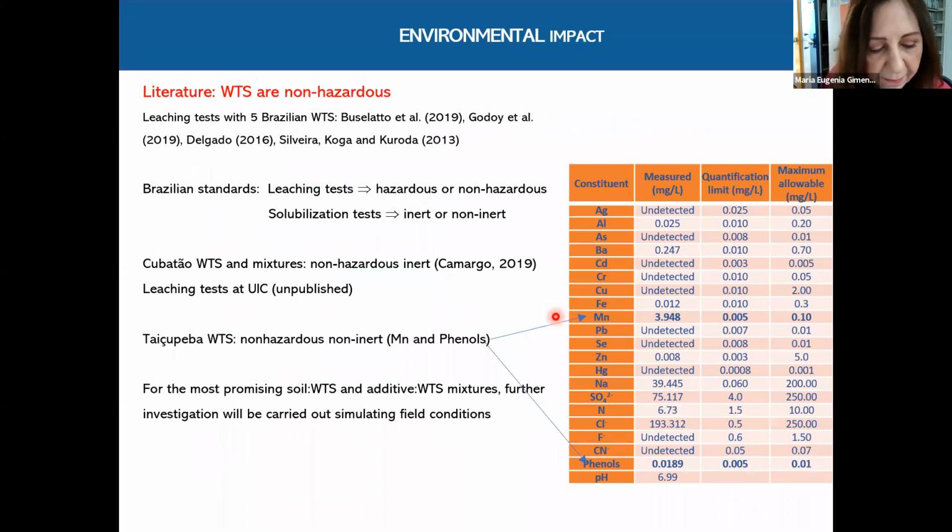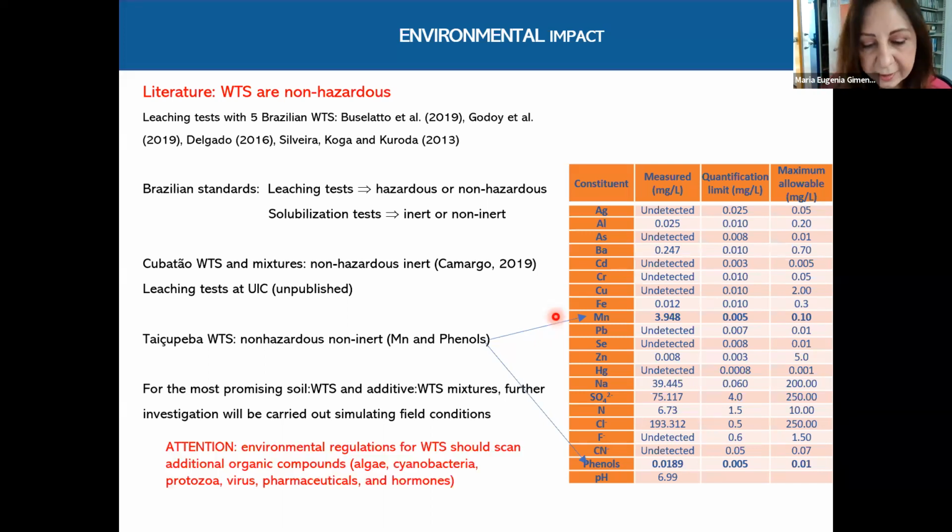However, this must always be verified, case by case. The sludges we studied were non-hazardous, but also non-inert. But we think we should test WTS under the application conditions, simulating field conditions. Also, new pollutants must be screened in the case of WTS because of the discharge of sludge and industrial effluents in superficial waters. So there are some pollutants that should be added to this list of the leaching and solubilization tests.